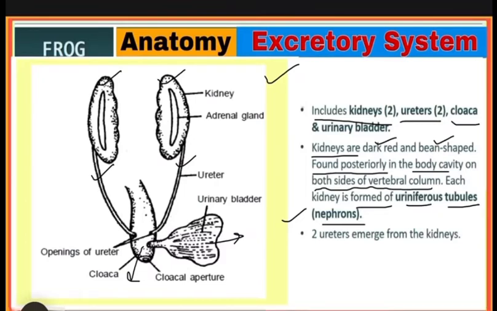And 2 ureters emerge from the kidneys. Where are these ureters coming from? These ureters are coming out from the kidney, one from one kidney and second from the second kidney. Clear?